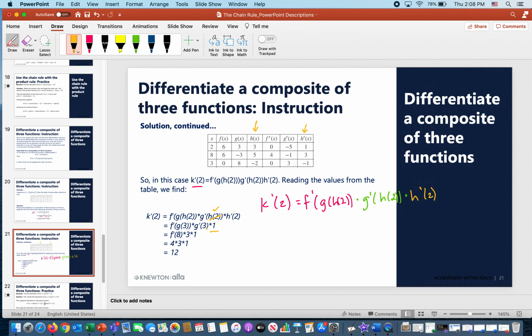So I replace h of 2 with 3, so the g prime stays, and it's g prime of 3 now. And the same thing here, h of 2 is 3, so it's g of 3. Notice the notation there, okay? So working my way through, now I'm going to focus on g prime of 3. So g prime is here, and 3 is here. So g prime of 3 is 3, and we've got 3 times 1. G of 3 is 8, so I'm going to take the derivative of f when x is 8. F prime of 8 is 4, so 4 times 3 times 1 equals 12.